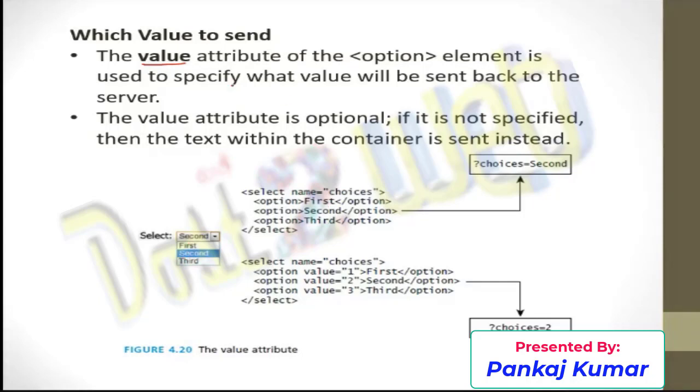The value attribute of the option element is used to specify the data that will be submitted, in encrypted format, to this location. Whatever the form page is, this will be in encrypted format. That means when you are selecting, it is the value you are going to send to the server. And this value attribute is actually optional.